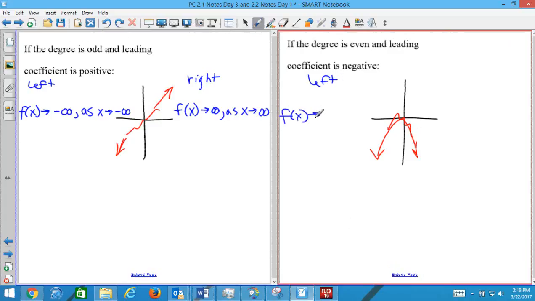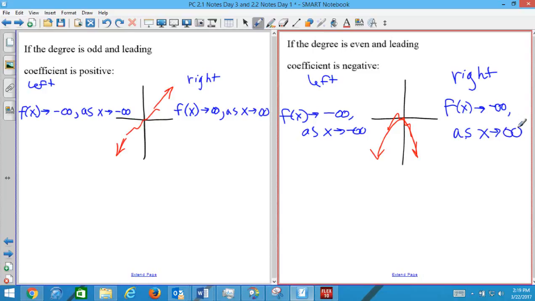So the function is going where to the left? Negative infinity, as x is going to negative infinity. On the right, the function is approaching negative infinity as x approaches, when x goes this way, positive infinity.